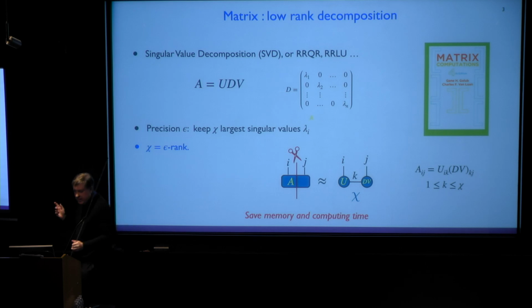Think about a rank 1 matrix. You want to store it as two vectors, not as a large object, and you want to operate on it in this way. So my question today is, how are we going to generalize that to higher dimension?